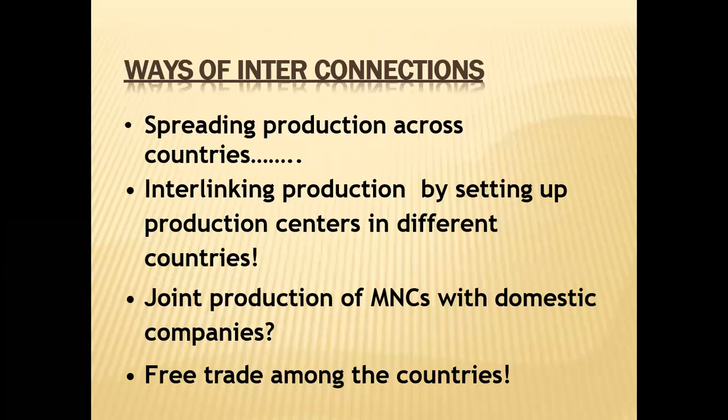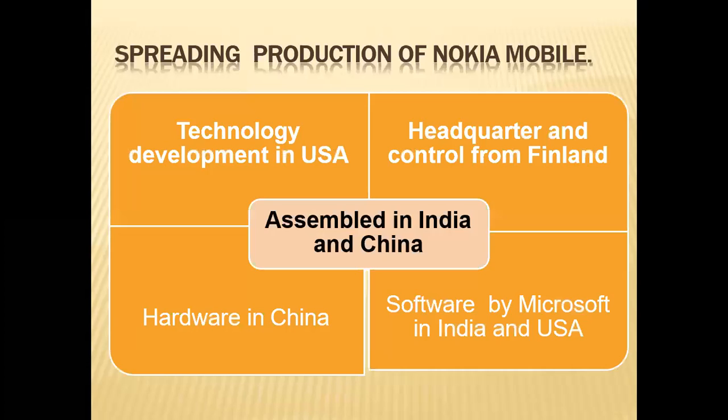So, what were the ways of interconnection? Number one was spreading production across countries. That means a production cycle would take part in different countries, maybe at different stages. Interlinking production by setting up production centers in different countries, joint production of MNCs with domestic companies, and free trade among the countries.